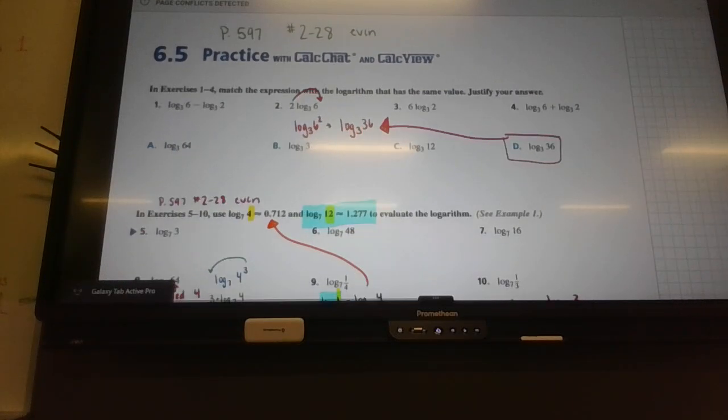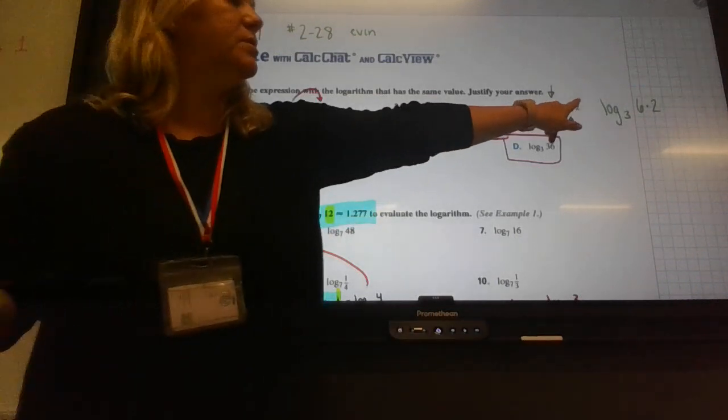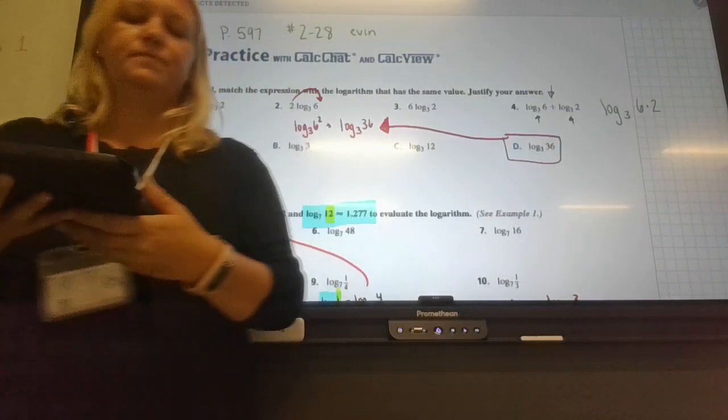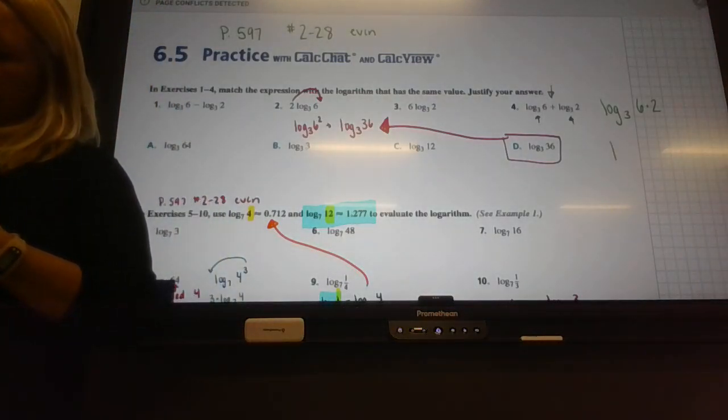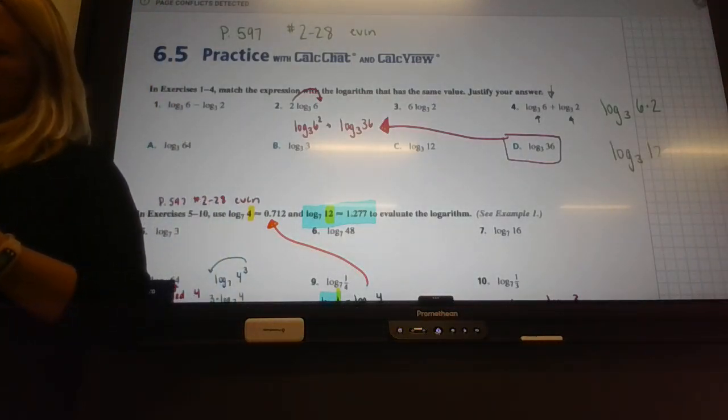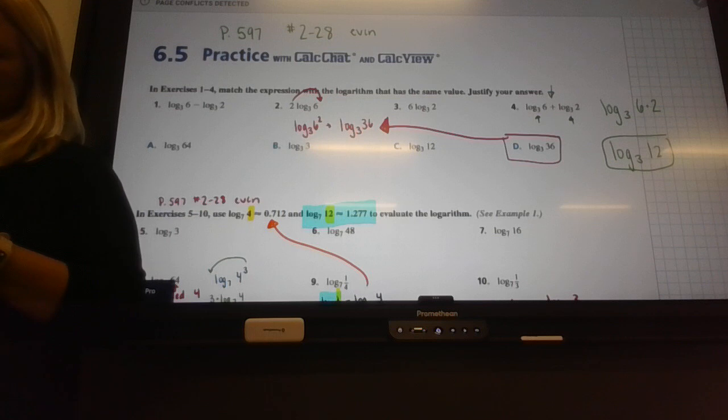Now number 4. So when adding, as long as we have the same base here, we can condense it into 1 log. And when you condense it, you multiply these arguments. So this would be log base 3 of 12, which is letter C.